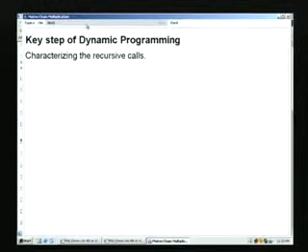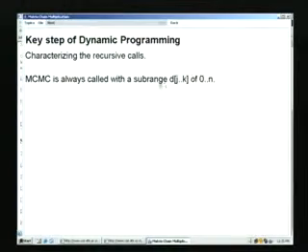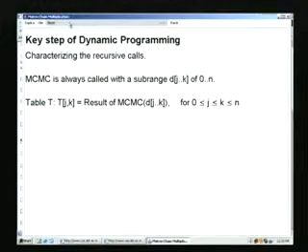Our characterization could be something like this: MCMC is always called with a subrange Djk, where jk is a subrange of 0 through n. Our entire array was D0 through n, but we will call it with some Djk. This allows us to define a table. Since we know what all the recursive calls are going to be, we allocate one entry for each possible result. So, here is a possible result: Djk, where 0 less than j less than k less than n. The result of the call MCMC on this is going to be stored in table entry Tjk.